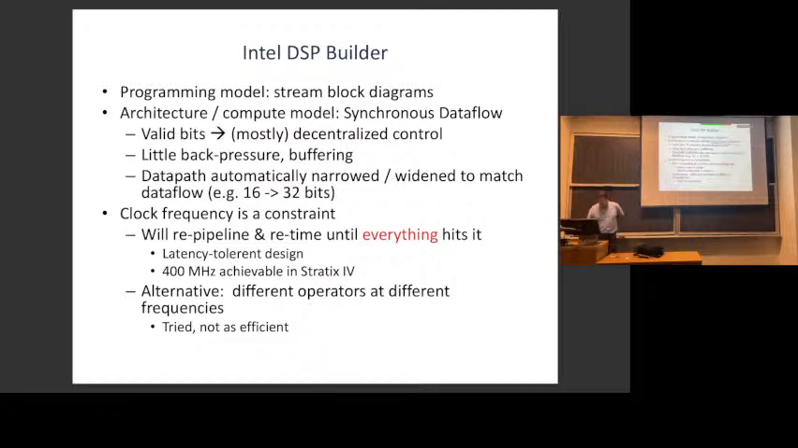The tool analyzes your flow of data through this, and it automatically, in order to keep the throughput matched, to make sure that this block, for example, can keep up with what's coming into it, it will automatically make it more parallel if it has to. It'll basically widen the data path if it needs to in order to keep up with the block before it.